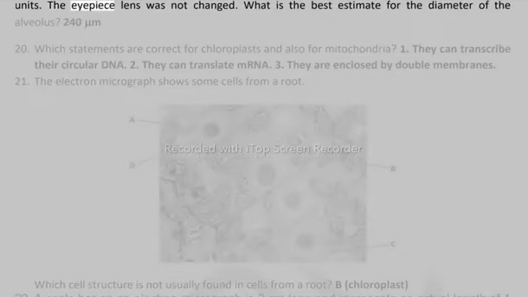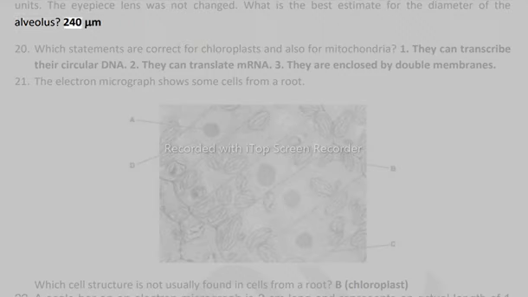The eyepiece lens was not changed. What is the best estimate for the diameter of the alveolus? 240 micrometers.